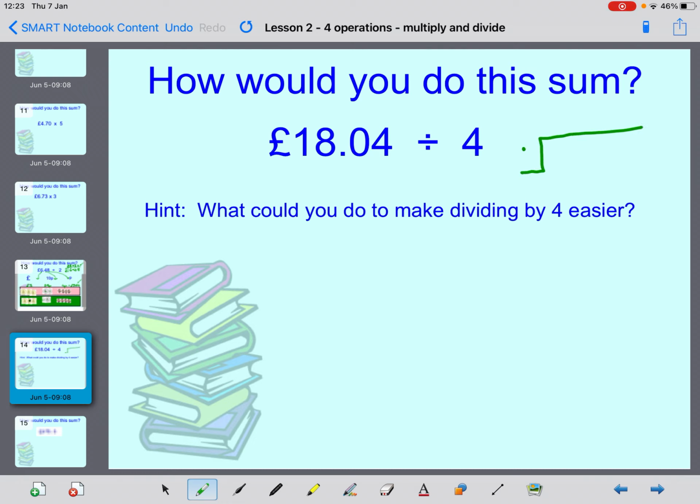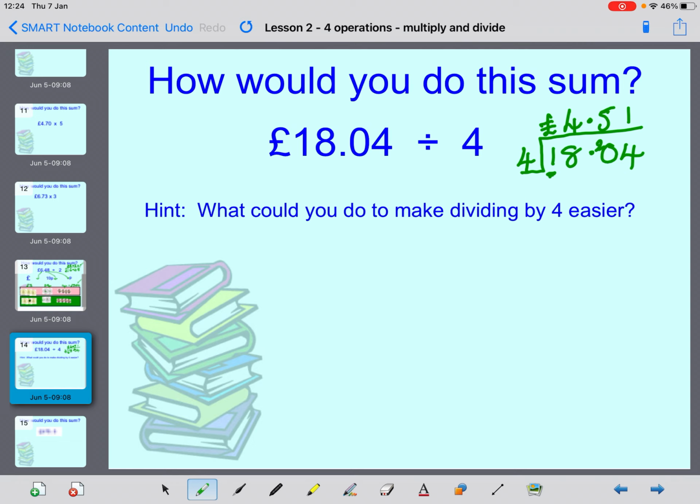Again, this is the way that I did it when I was at school. 4 into 1, that doesn't work. 4 into 18. 4 times 4 makes 16, so there's 2 left over. How many 4s are in 20? How many 4s are in 4? 1. Right, now let's see if I can get the same answer again, or if I've made a mistake yet again.